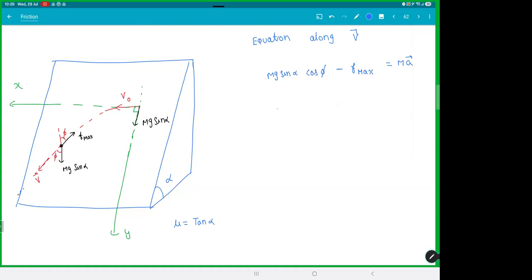And then again, F max will be mu mg cos alpha. So mg sin alpha cos phi minus mu mg cos alpha is ma. This again becomes mg sin alpha. This becomes m into a. So this is the acceleration along the velocity. So we get a is equal to g sin alpha into cos phi minus 1.